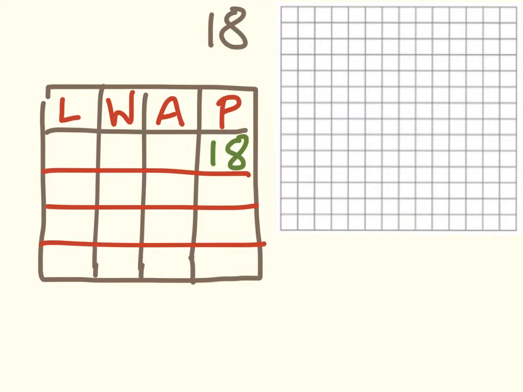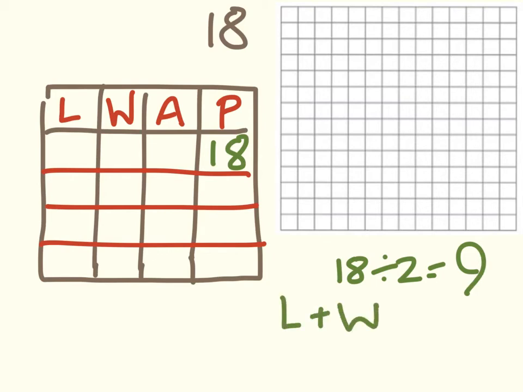So that means, what's half of 18? Well, 18 cut in half is 9. So that means my length plus my width has to equal 9, because it equals half my perimeter. So what two numbers could we use that equal 9? I always like to start with 1. So let's say that my length is 1. 1 plus what equals 9? 1 plus 8. Now I'm going to change my length to 2. 2 plus what gives me 9? 2 plus 7.